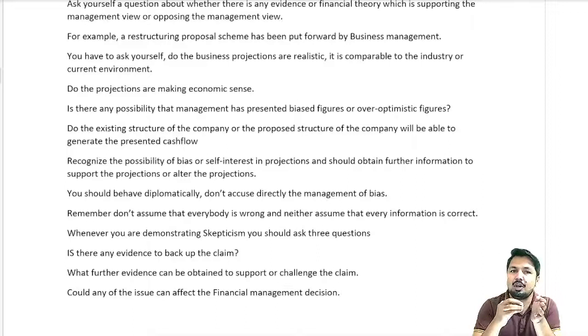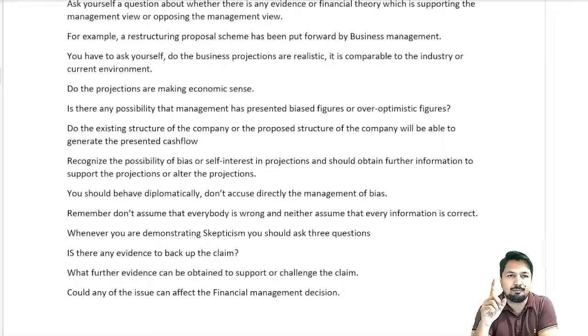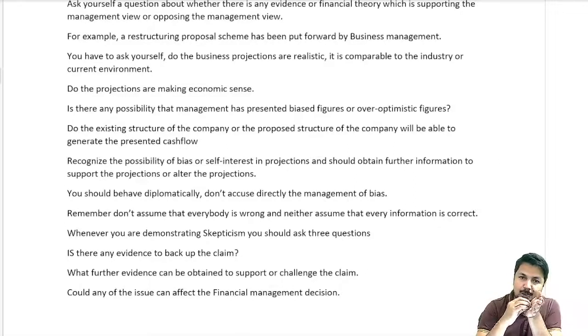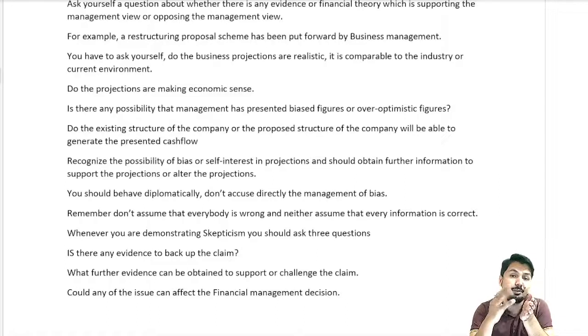So whenever you are demonstrating skepticism, you should ask three questions. Number one, is there any evidence to back up the claim? If future EPS is given, if future gearing is presented, say management is saying that we will achieve $5 EPS, or that we will achieve 30% gearing in the future, currently 70%. So just check, is there any evidence to back up the claim?